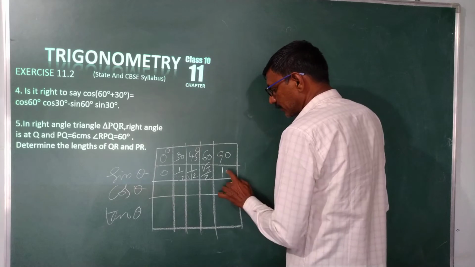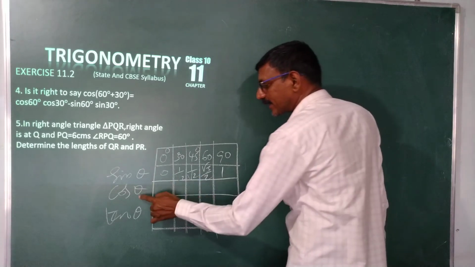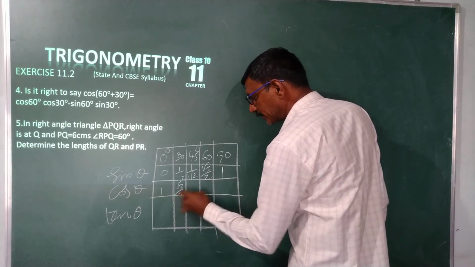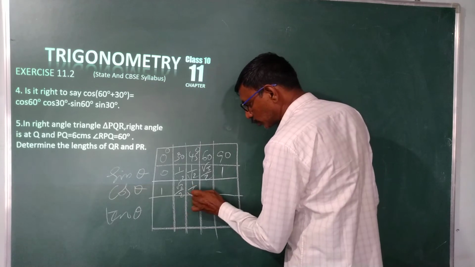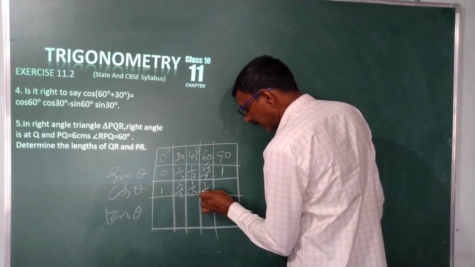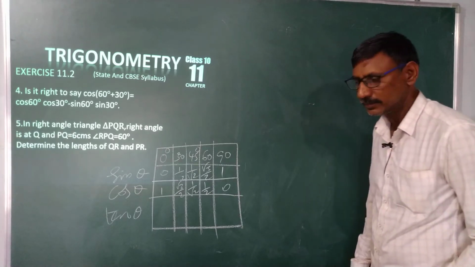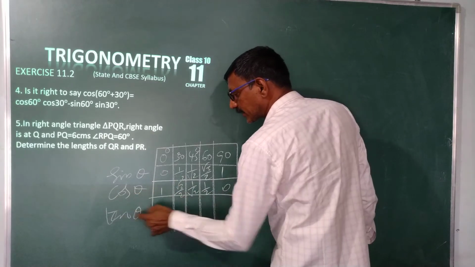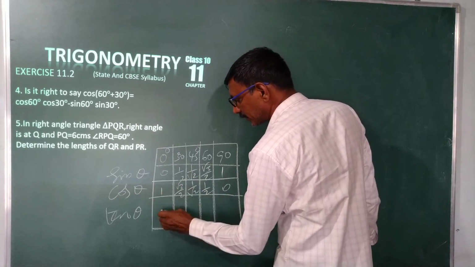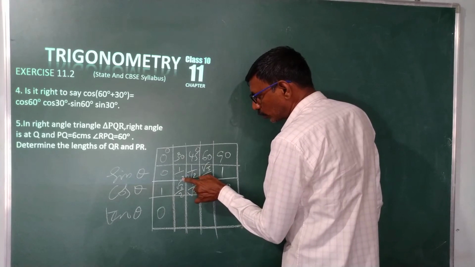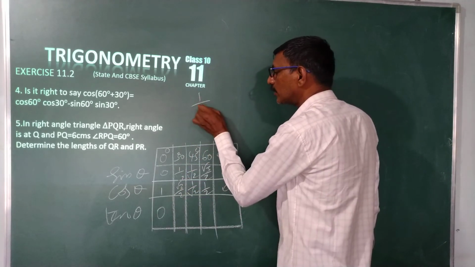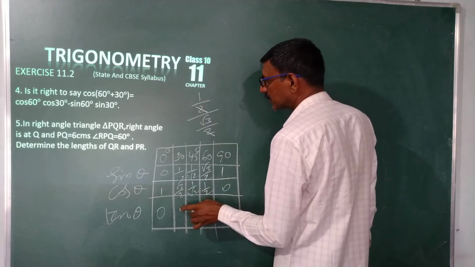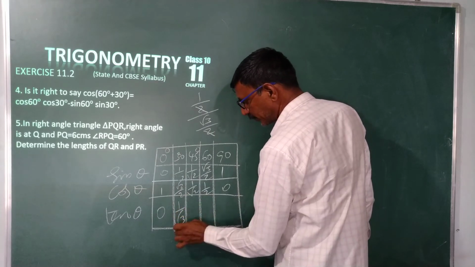By writing in reverse, we get the cos values: 1, root 3 by 2, 1 by root 2, 1 by 2 and 0. These are my cos values. Sin divided by cos gives tan. 0 by something is 0. 1 by root 2 divided by root 3 by 2. 1 by 2 divided by root 3 by 2. These two get cancelled. Gives 1 by root 3. This is my tan value.